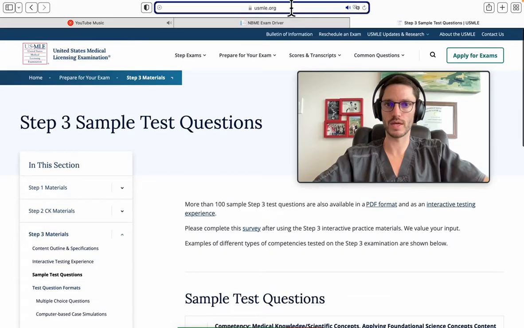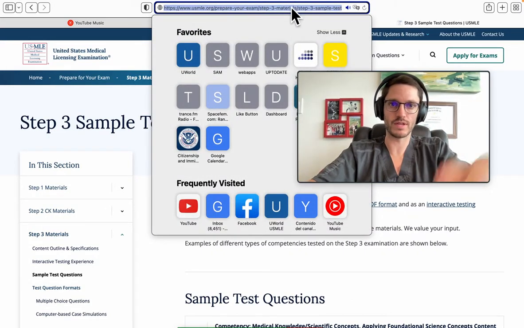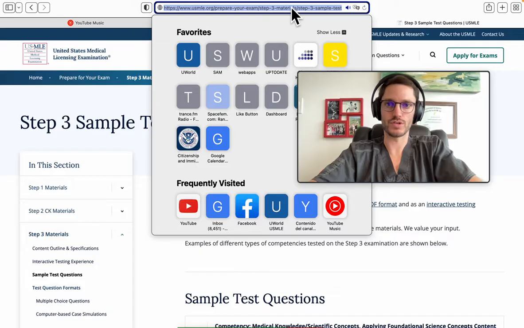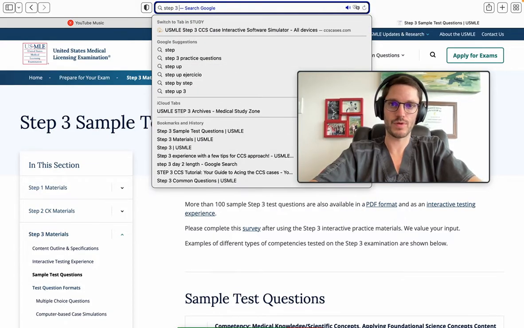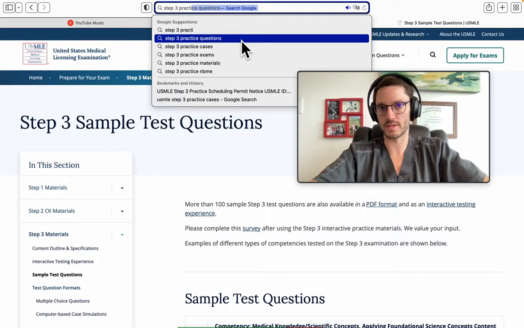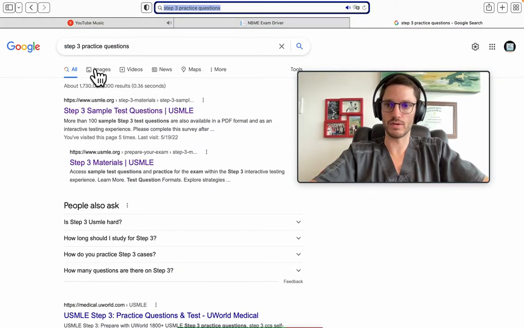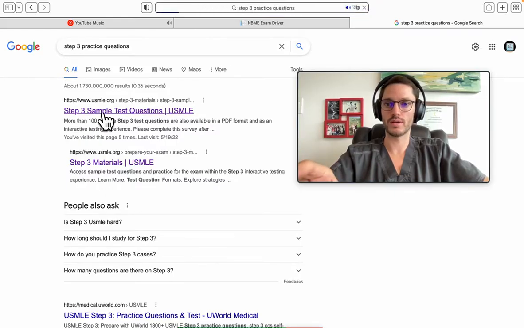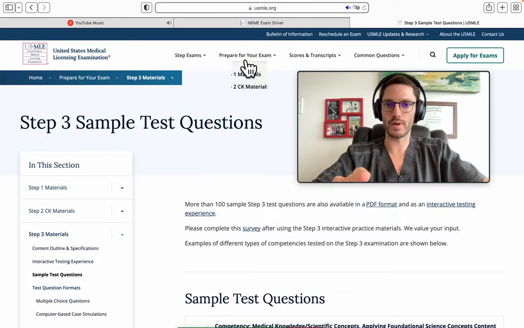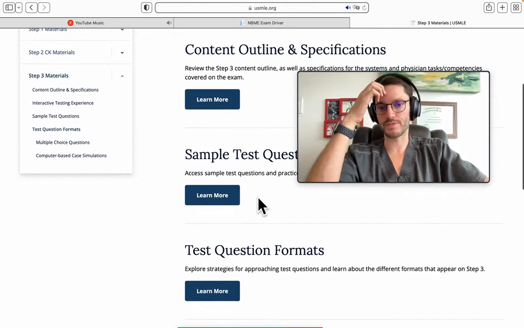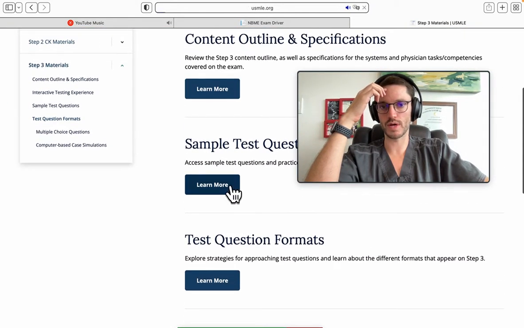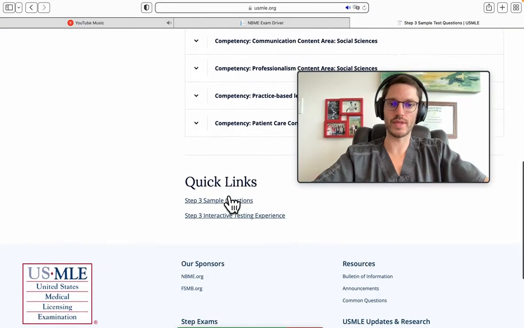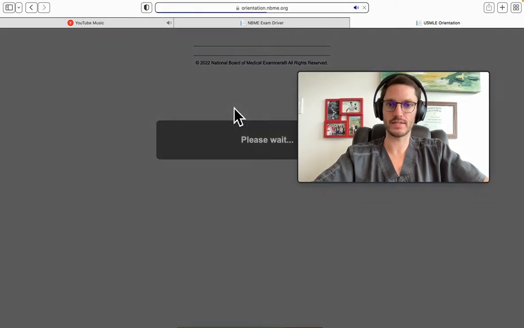So first of all, how do we get there? If you're taking whichever Step, 1, 2, 3, search in your navigator "Step 3 practice questions." That's an easy way. It will take you right here. One of those first results will say usmle.org. Click on that, then go to prepare for your exam, choose the Step you are going to take, in my case Step 3. After that, go to sample test questions and scroll down to interactive testing experience.